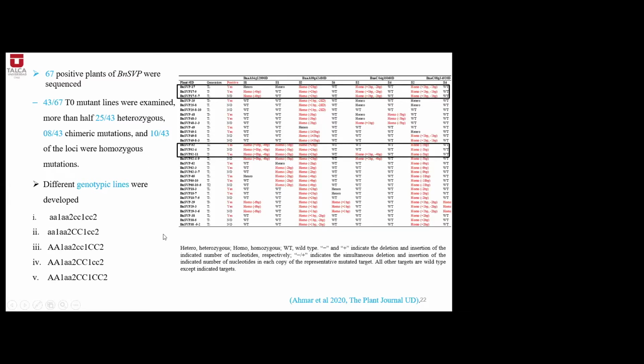Sorry, this is the quadruple mutant homozygous plant, and we have also observed the triple homozygous, meaning the 3 copies are deleted. We have also observed the double mutant homozygous plant, meaning the 2 copies are deleted. We have also observed single homozygous plants from this T0 line.